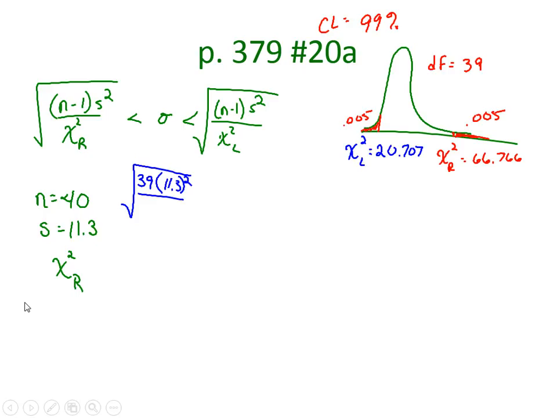That is the chi-squared value. So we'll have that 66.766. Again, I'm taking that number from the right and putting it on the left side because you're dividing by the bigger number, so you'll get your smaller answer over here. And then we'll take the square root of the 39 times the 11.3 squared over the chi-squared on the left, which was the 20.707. I'm going to give you a little bit to put those two numbers in your calculator.